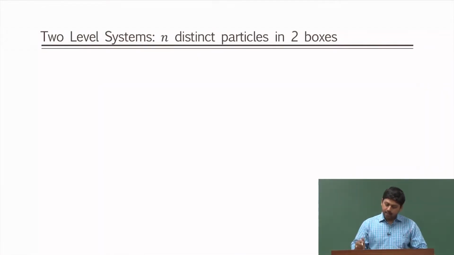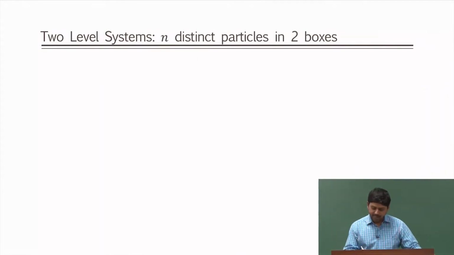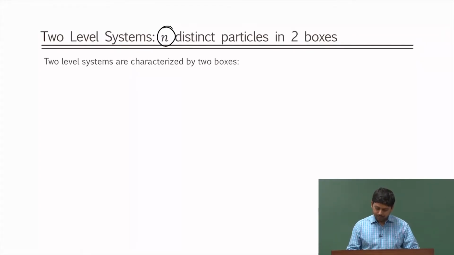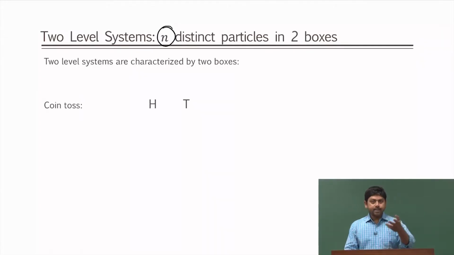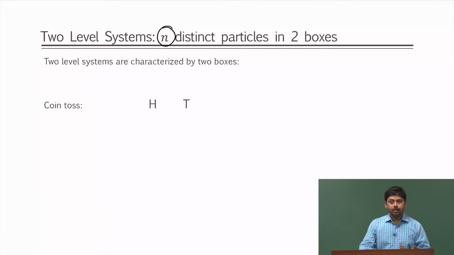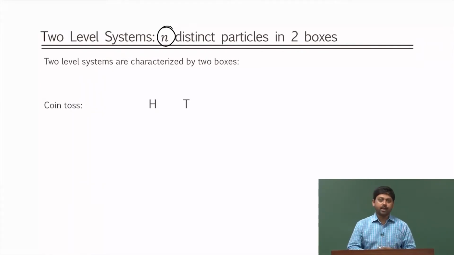So, I have taken n distinct particles in 2 boxes. As I said again, r balls in boxes can be also characterized by many different ways. So, when I am talking about 2 boxes, n equal to 2, essentially what it means is that it has either head or tail, right, and r particles will mean the number of coin tosses that I do, or let us say spins either up or down.